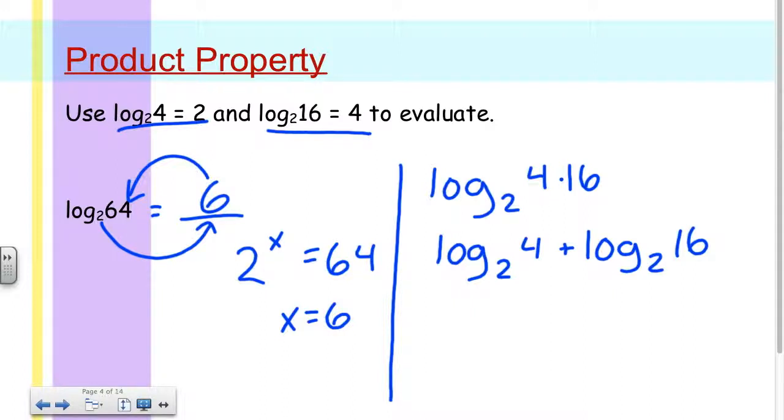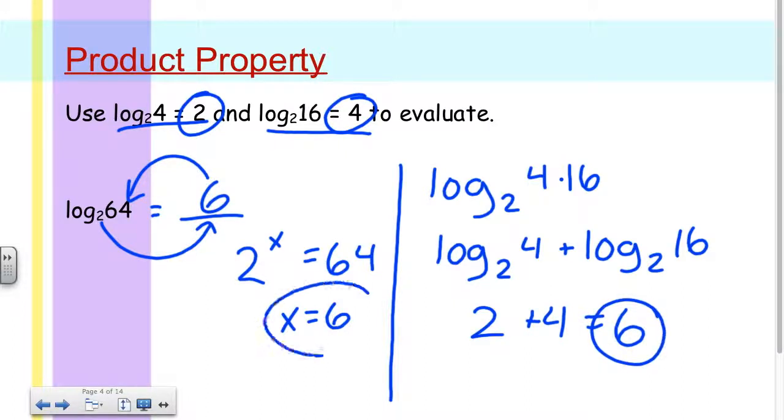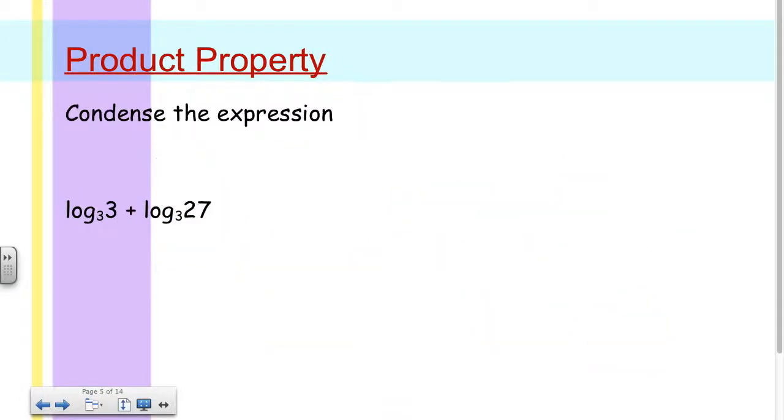Now, we know that log base 2 of 4 equals 2, as it's stated up here, so we'll substitute that in. Then we know that log base 2 of 16 is going to equal 4, so we substitute that in. We see 2 plus 4 equals 6, which ends up matching up with our answer using the swoop-de-loop method that we had used previously.